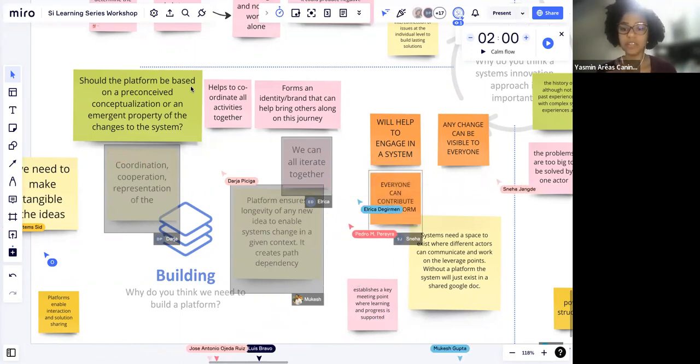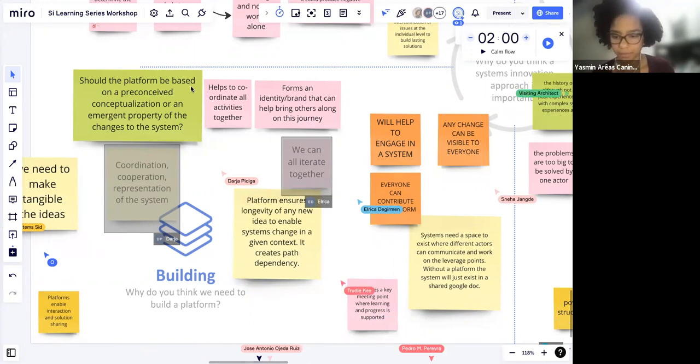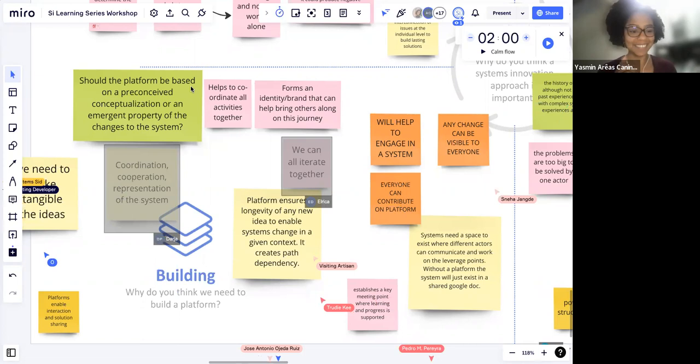Will help to engage in a system. Any change can be visible to everyone. Everyone can contribute. Good. Systems need a space to exist where different actors can communicate and work on leverage points. Without a platform, the system would just exist in a shared Google Doc. Love that one. So who wrote this one, would you like to talk a bit on that?